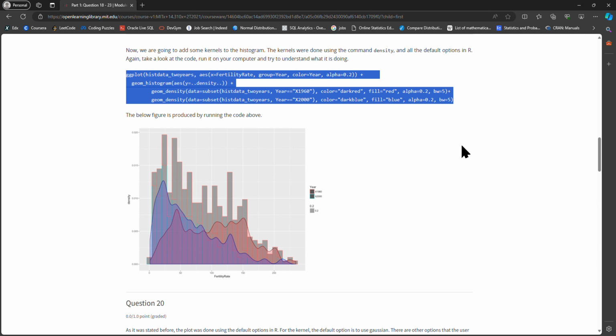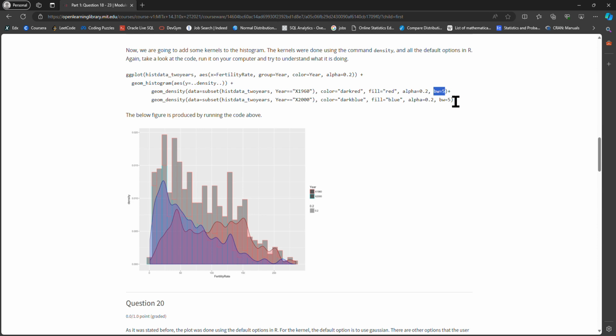In this piece of code, there are many parameters, but this parameter is important: bin width. The more you increase the bin width, the smoother this becomes. The smaller the bin width, the sharper and more zigzag it becomes. So that's one thing you want to keep in mind.